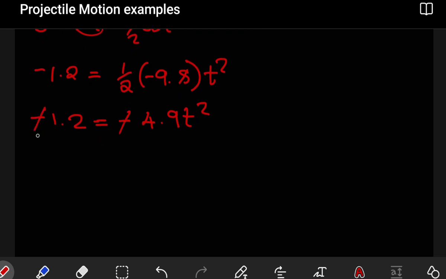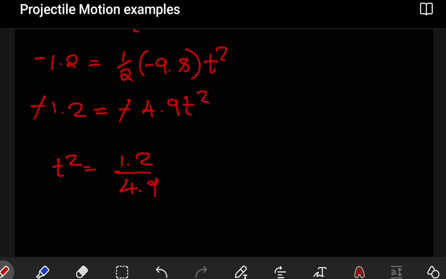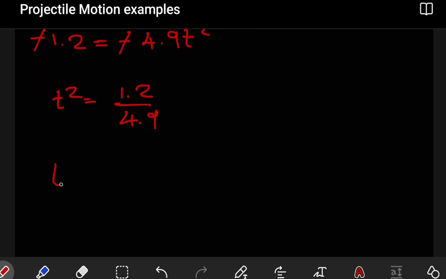The negatives cancel out. Divide both sides by the coefficient of t squared, and we get t squared equals 1.2 over 4.9. Then taking the square root, t equals the square root of 1.2 over 4.9.